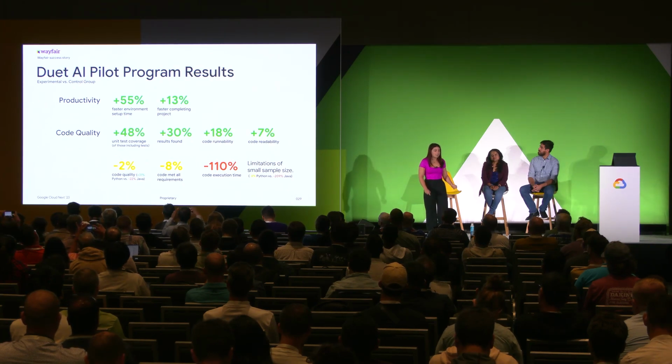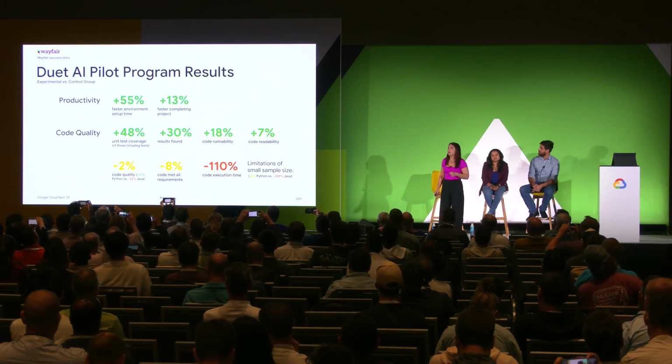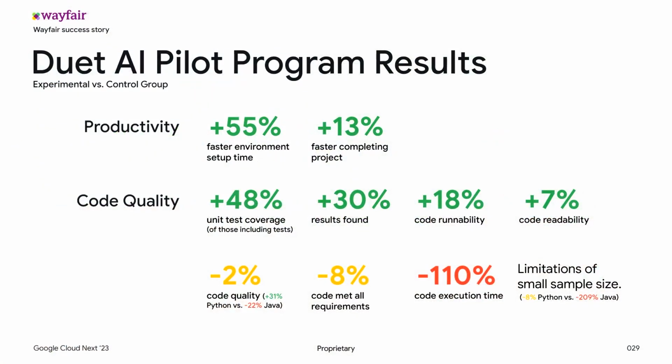All right, on to the results. The numbers on this page reflect how the experimental group compared to the control group. The first line you'll see up here is the productivity metrics, which are pretty exciting. We asked the engineers who were completing the projects to tell us how long it took them to set up their coding environments and then how long it took them to complete the projects. As you can see here, those numbers are pretty promising, and they were between 13 and 55% quicker than the control group. Using Duet AI increased their productivity.